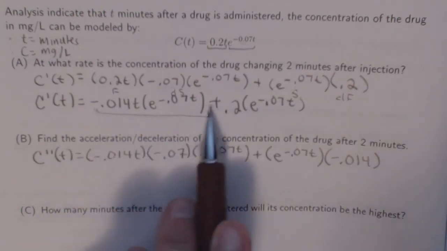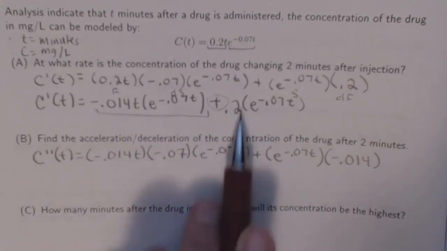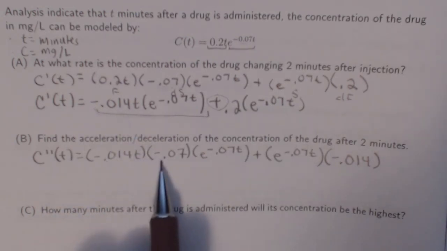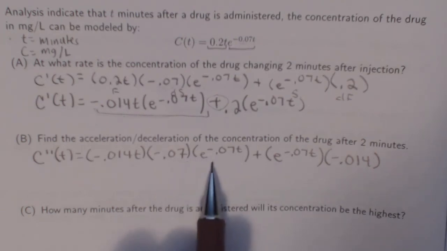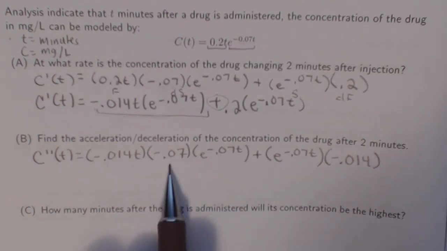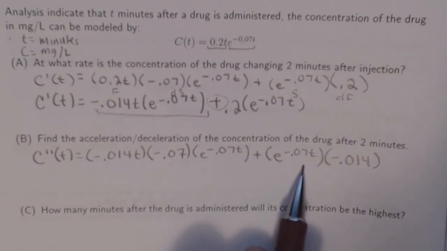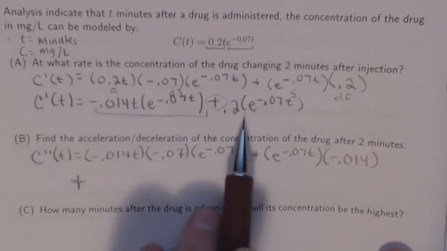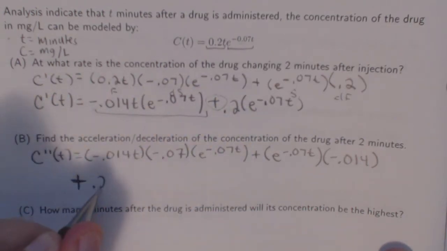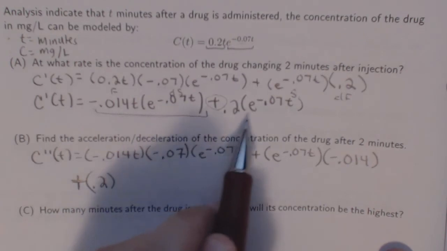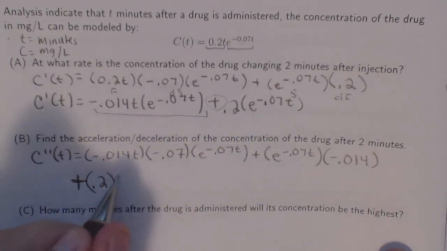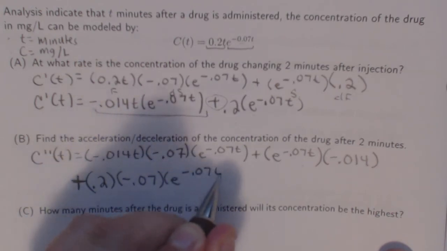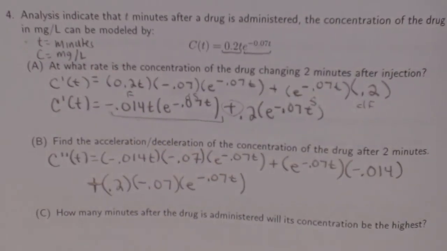So this plus separates these two out, so I'm not even looking at this one. I'm just taking this derivative using the product rule, which is first, times the derivative of the second using the chain rule, e to the negative 0.07t times negative 0.07, plus the second times the derivative of the first. Now, plus this derivative, 0.2 is a constant, and then the derivative of e to the negative 0.07t is negative 0.07 times e to the negative 0.07t. So that's our second derivative.